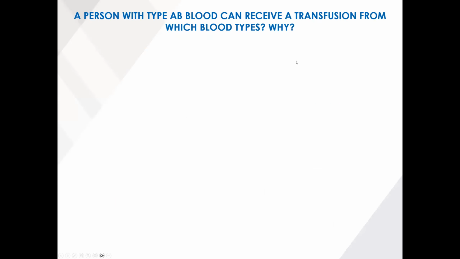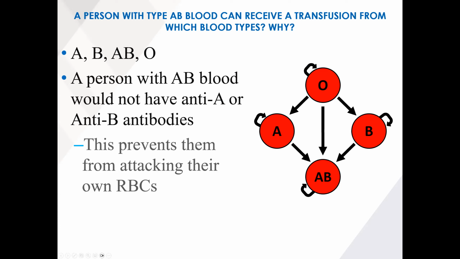All right, a person with AB blood can receive a transfusion from what other people? Who could give blood to someone with AB blood? Yeah, someone who has AB blood could receive blood from everyone in terms of ABO blood typing, right? Why is that? Why could someone with this blood type receive blood from anyone? Why are they the universal recipient? Yeah, they don't have antibodies against antigen A because they have it. They don't have antibodies against antigen B because they have that too. And then they're not going to have antibodies against anything on O because O doesn't have either of these antigens anyway.